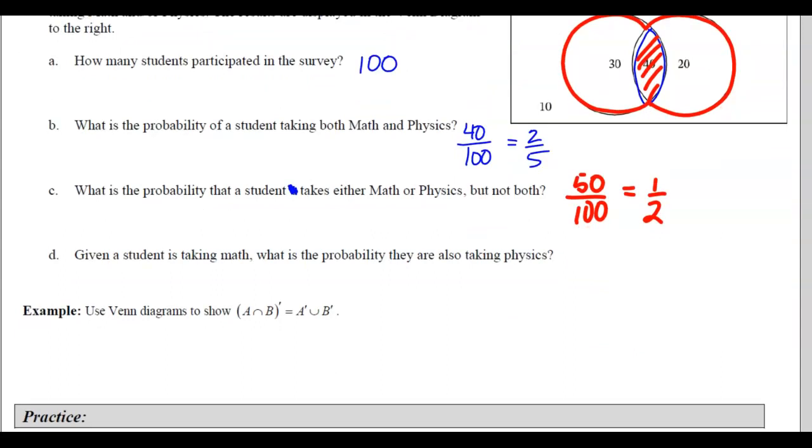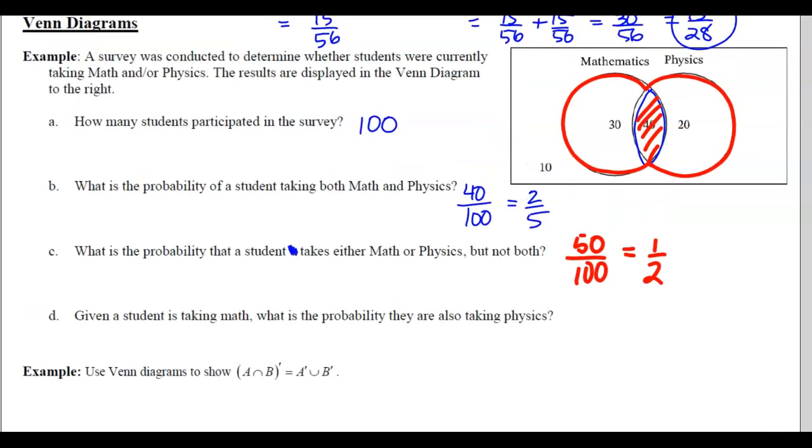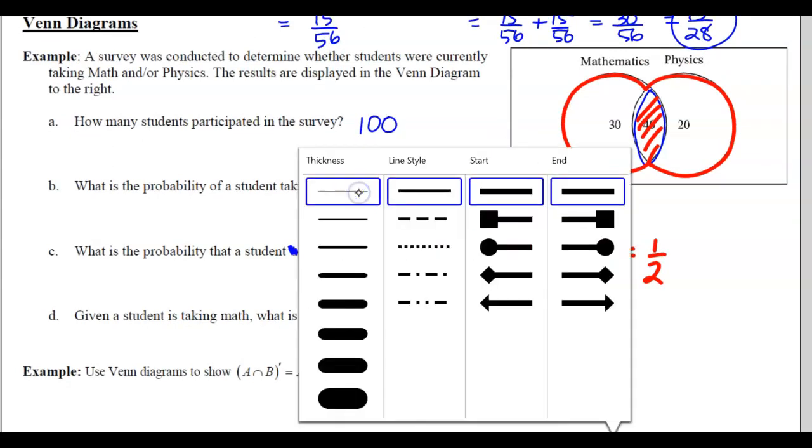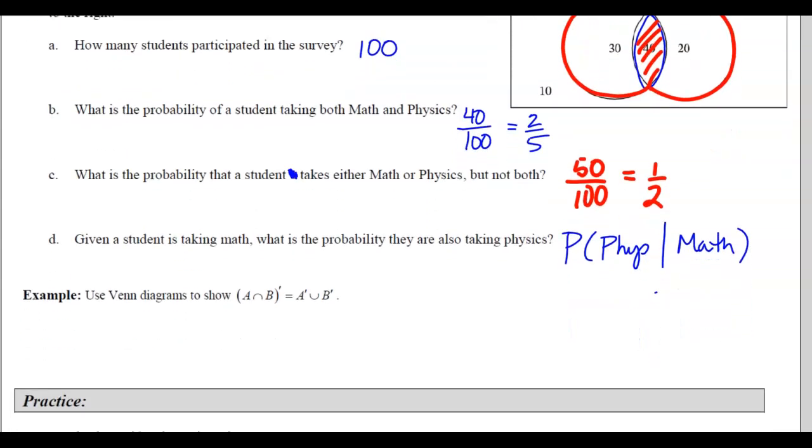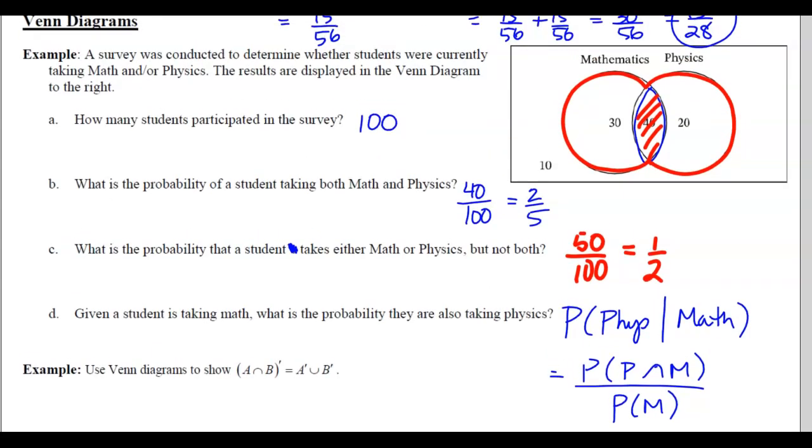And given a student is taking math, what is the probability that they are also taking physics? So really what this is asking is the probability of taking physics, given that they're taking math. That's what we're looking for. If we were to use a formula, that would be the probability of physics intersect math over the probability of math. But we don't need to use the formula. We can look at our Venn diagram. Remember I said it actually makes it a lot easier to think about.